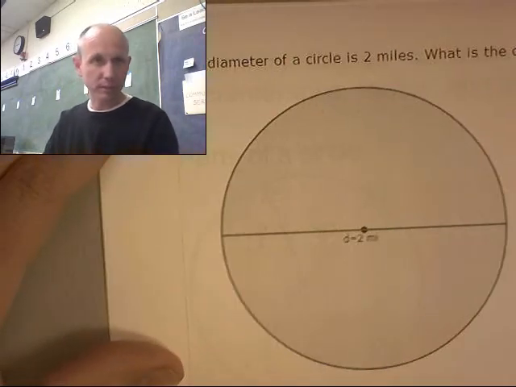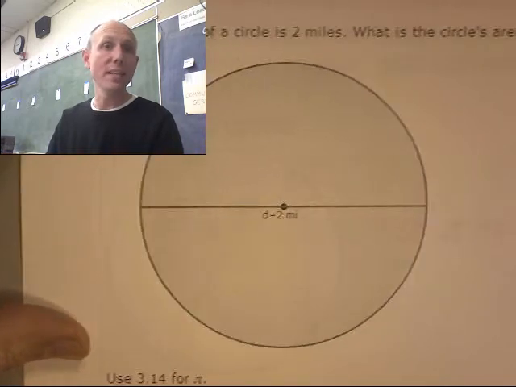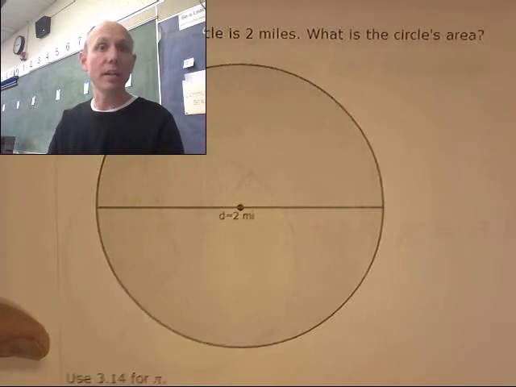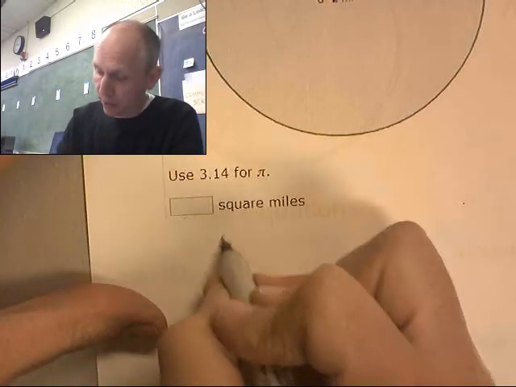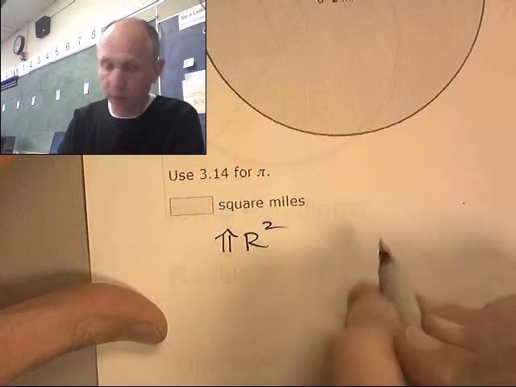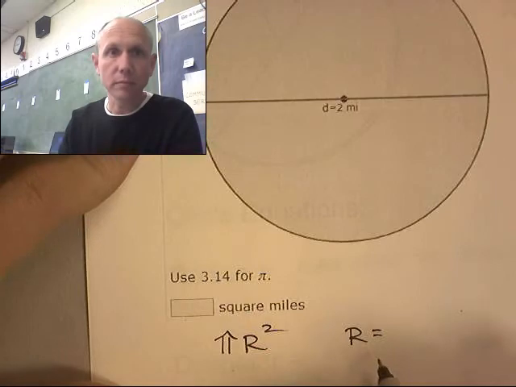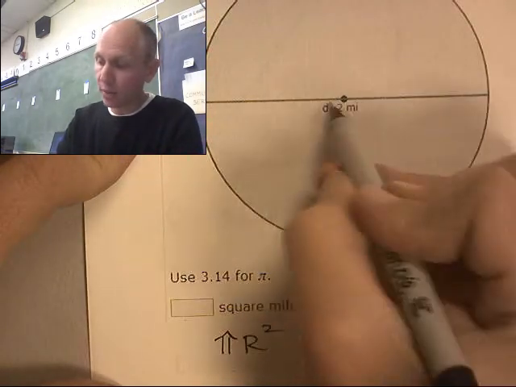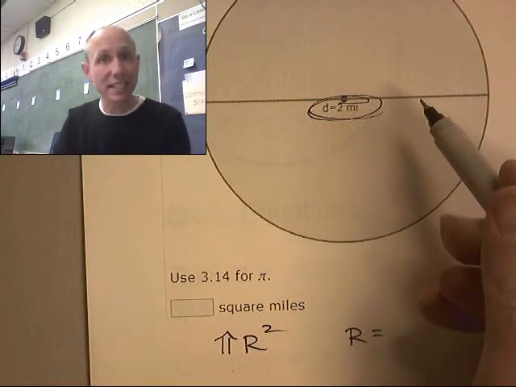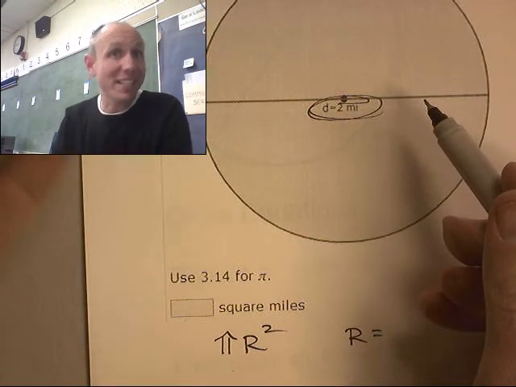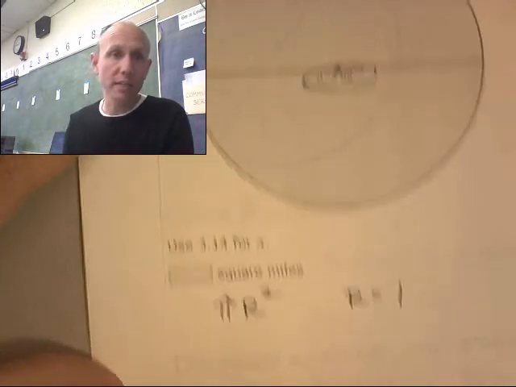Oh wow, there's a big circle. The diameter of a circle is 2 miles. What is the circle's area? Okay, well, what's the equation for area? Area is pi r squared. What is the radius of this circle? Well, I wasn't given the radius, I was given the diameter. If the diameter is 2, the radius is half of the diameter. Half of 2 is 1. There's my radius. We can put it into the equation.